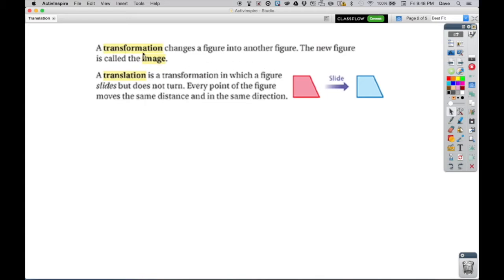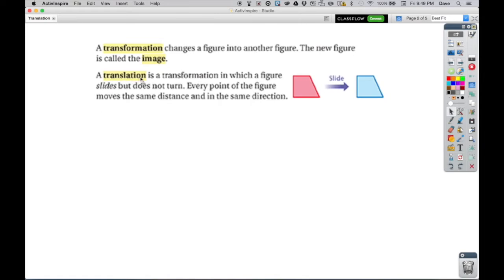But what it says is a transformation changes a figure into another figure. The new figure is called the image. So right here, there's an example of a translation. We've got the red image here. It's been slid and created a new image over here. Now, new image meaning that it's not in the same position. It's the exact identical congruent shape, but it's just in a new location.